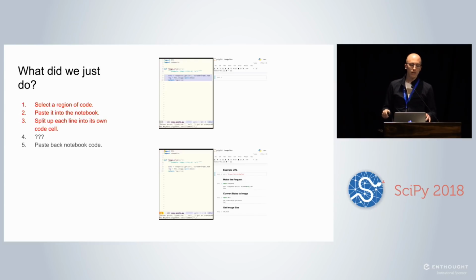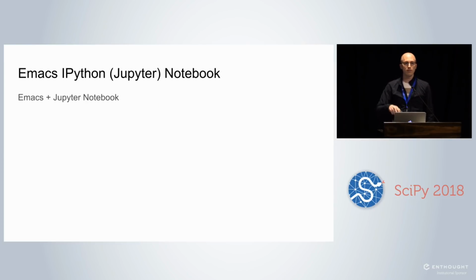So the only thing that PYNT does, maybe I'm not giving it enough credit, is it's a tool to automatically do those first 3 steps. It allows you to identify a region of code, paste it into a notebook, and do some cell splitting. So let's get into PYNT and see what it looks like.